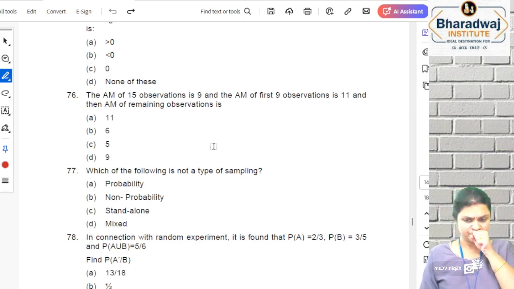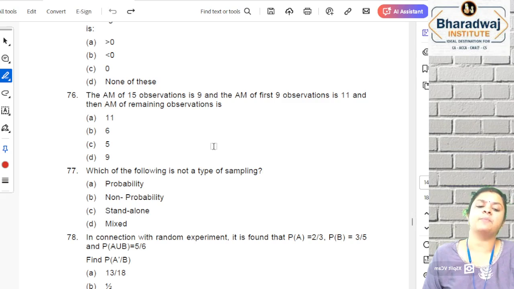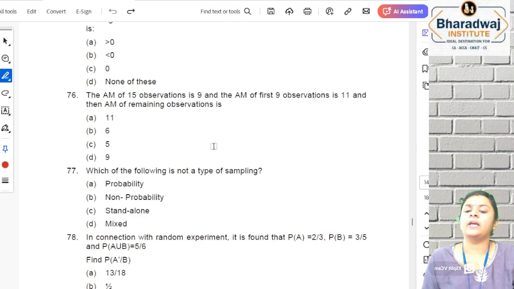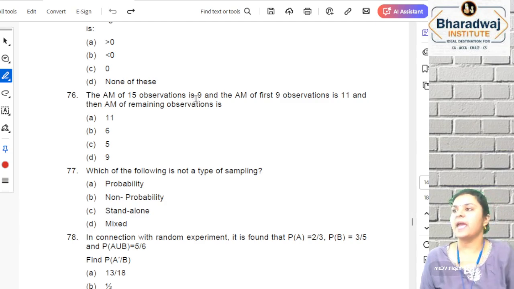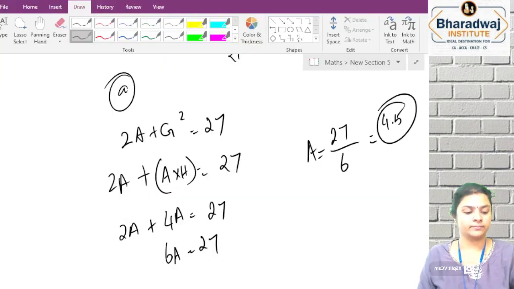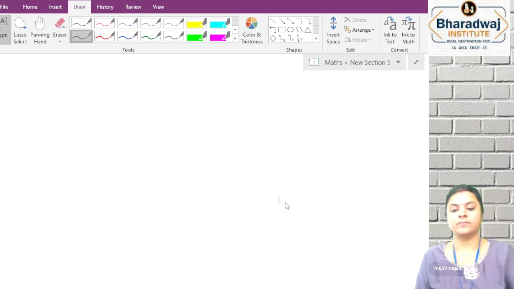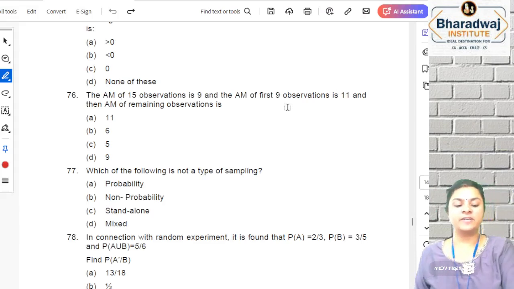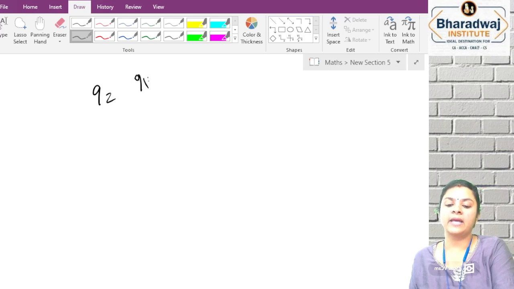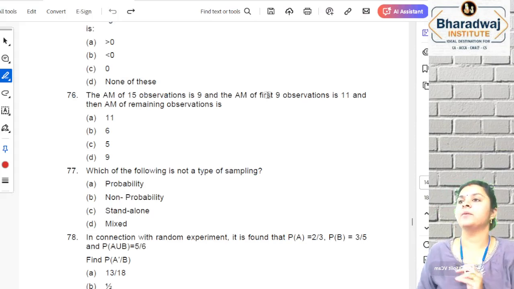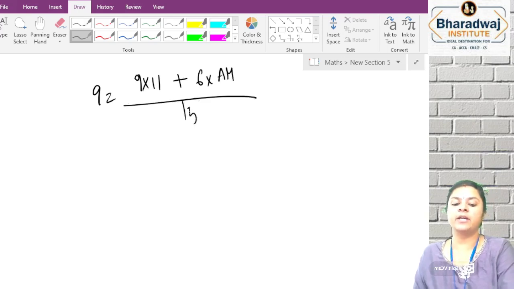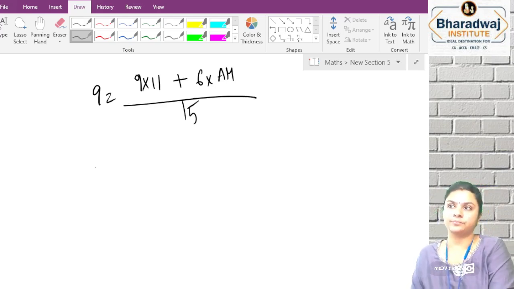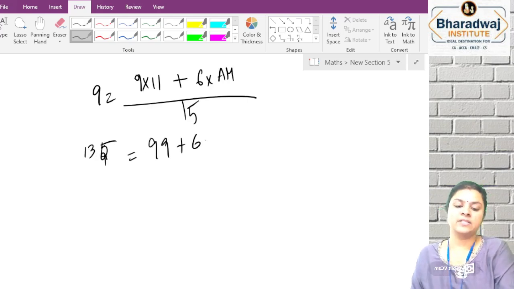Okay, 76. AM of 15 observations is 9. AM of 9 observations is 11. So the AM of remaining observations will be. Combined AM formula. 15 observations AM is 9. So 9 is equal to first 9 observations is 11. So 9 into 11 plus, how many observations are balance? 15 minus 9 observations is 6. 6 into AM divided by total 15. So you can just simplify 15 into 9. 99 plus 6 bar.